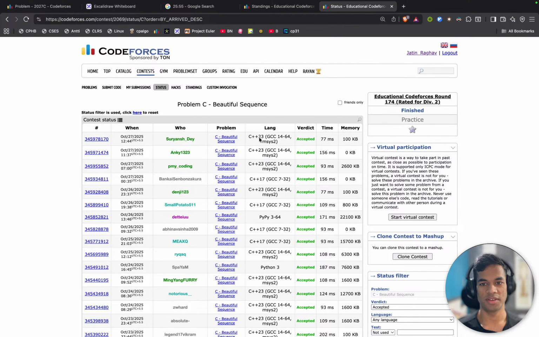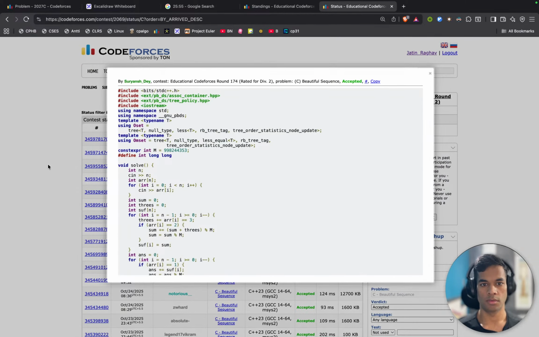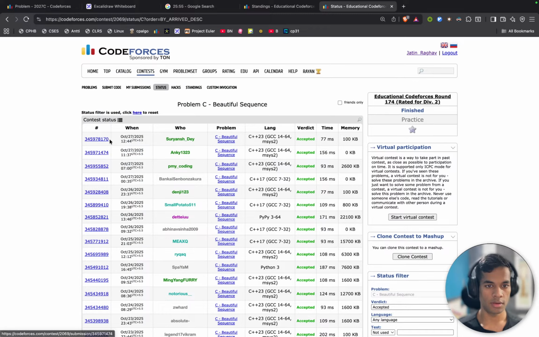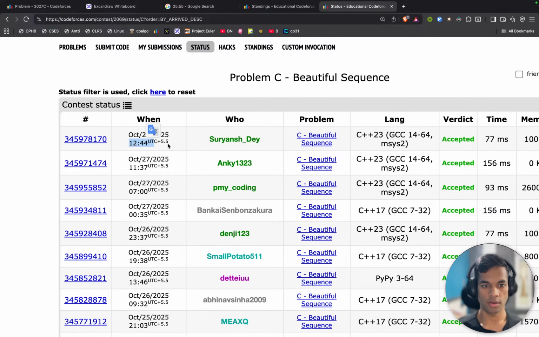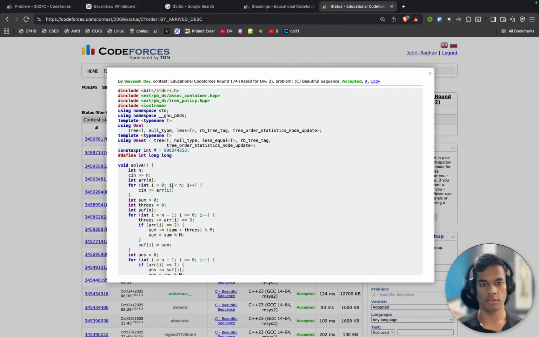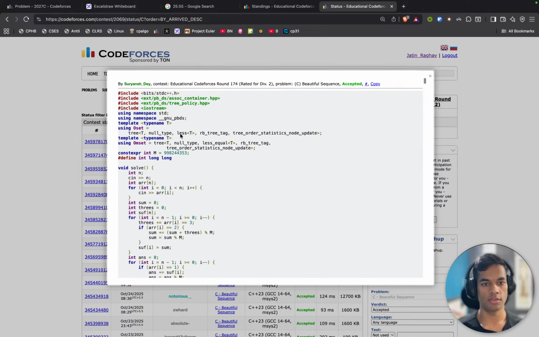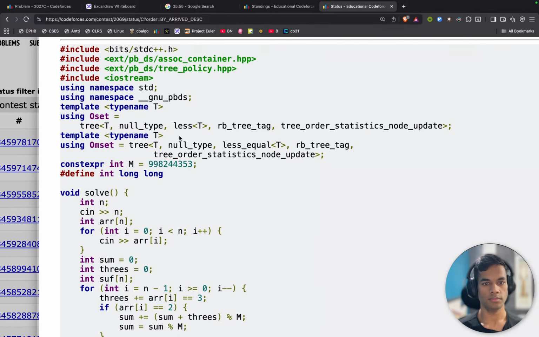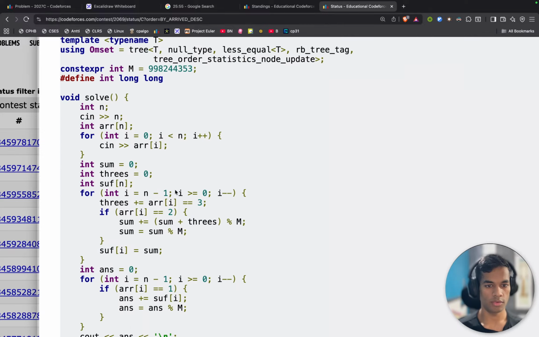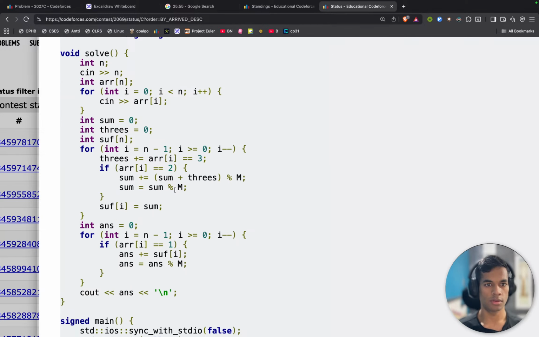Okay. That is one of the top ones. Wait, is it submission? Okay, it is in descending order. You just submitted the solution. Okay, makes sense. And you are using a policy-based data structure.